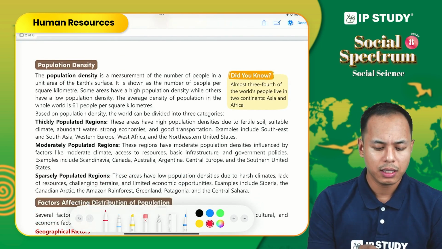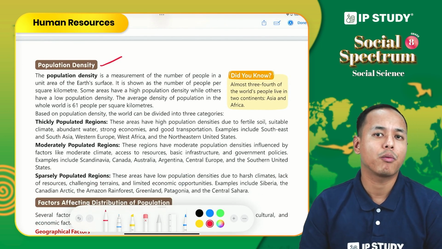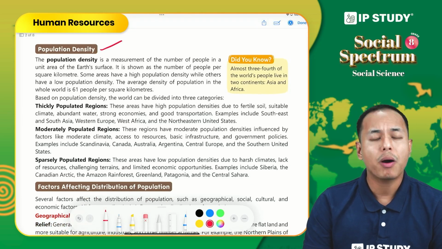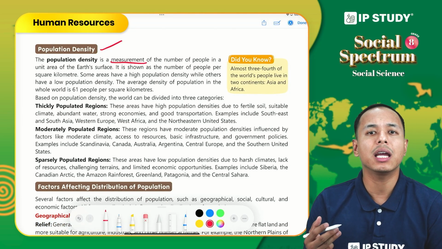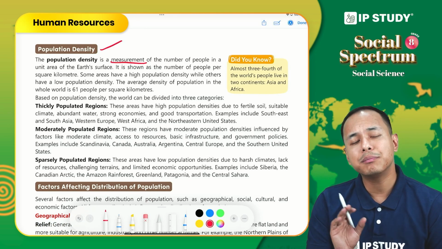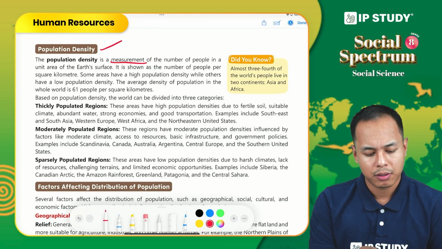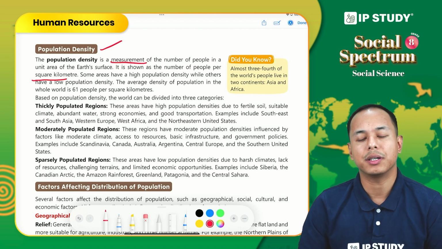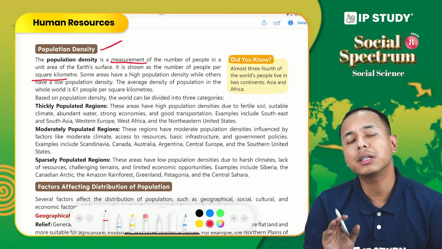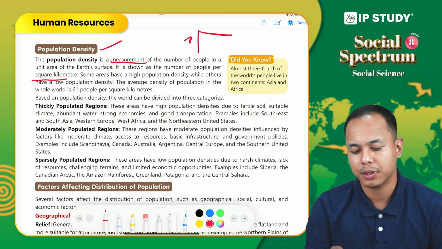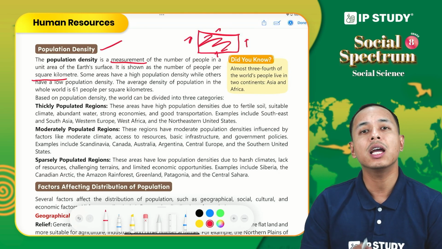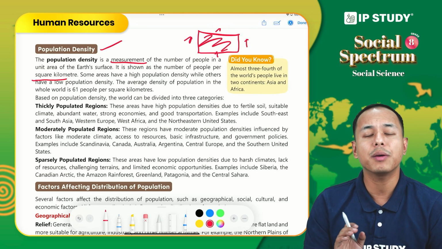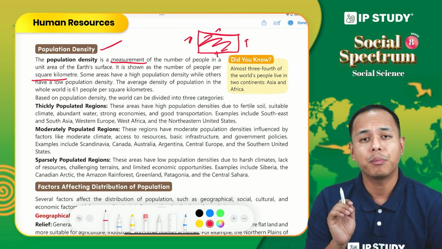Now we'll discuss population density. What is population density? Population density is a measurement of the number of people living in a unit area on the earth's surface, or in simple terms, the number of people living per square kilometer. Suppose this is 1 kilometer, this is 1 kilometer. The people living in this particular region are the people living per square kilometer.